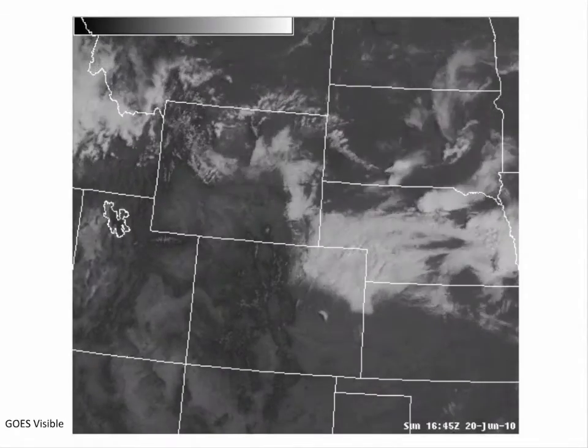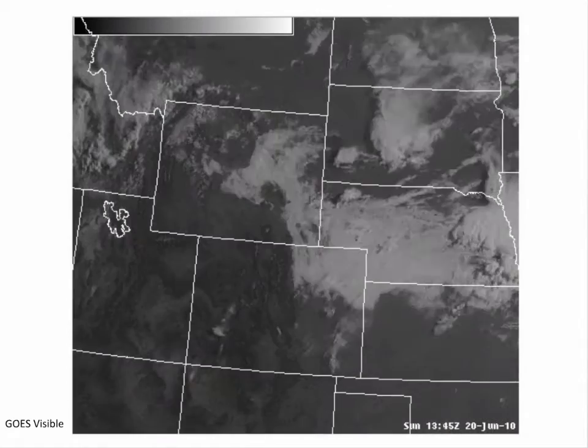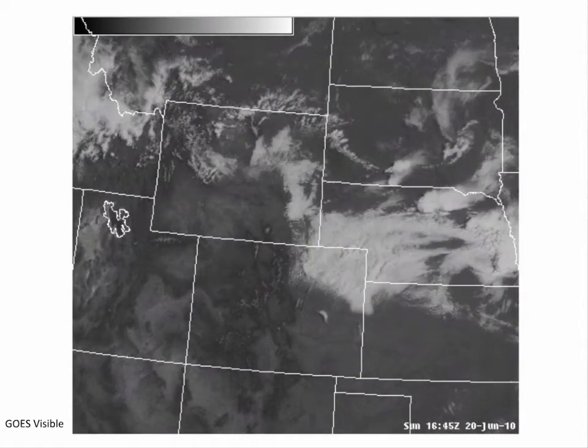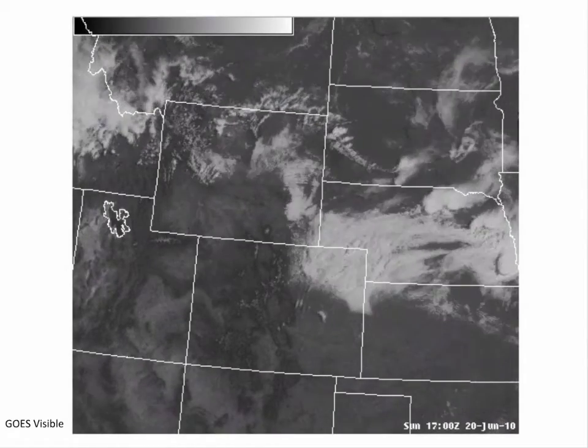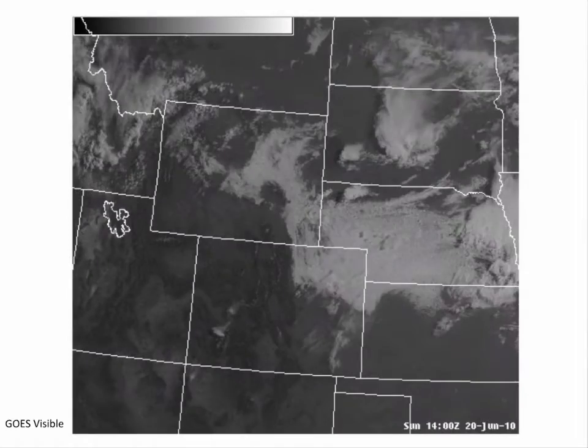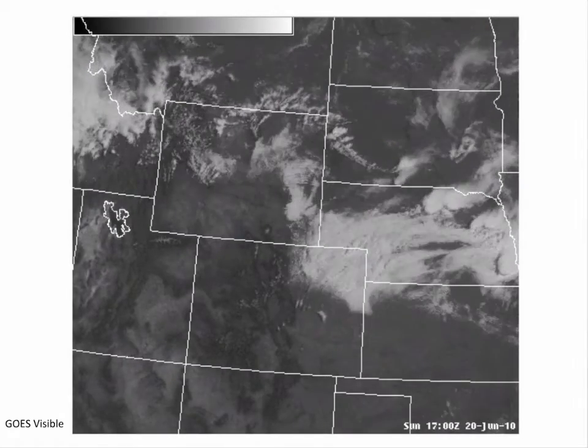Here's the verifying GOES visible imagery through 19Z. For the region of interest, assess your confidence in the model forecast. You may go back and forth between this slide and the previous if you need more time looking at the simulated IR imagery.